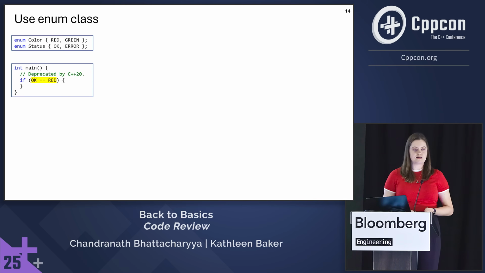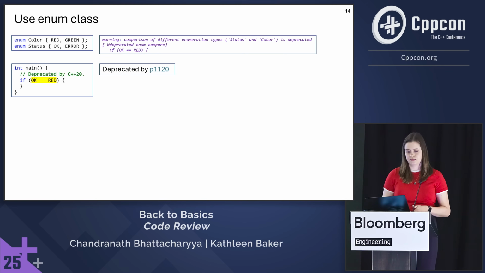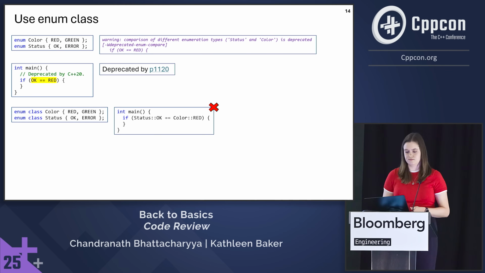Here again, we have two C-style enums, and we're trying to compare them. We'll get a warning that this is deprecated since C++20. So it's safer to define it as an enum class instead, and now this won't compile if we try to compare.